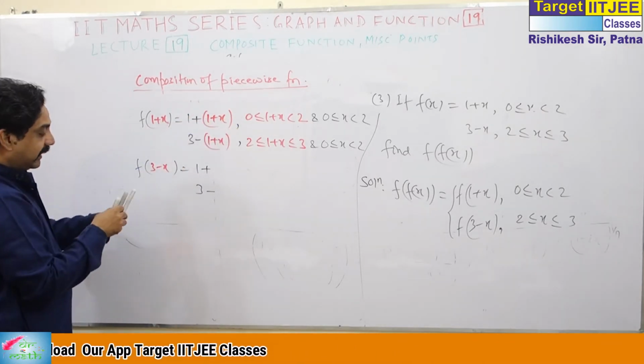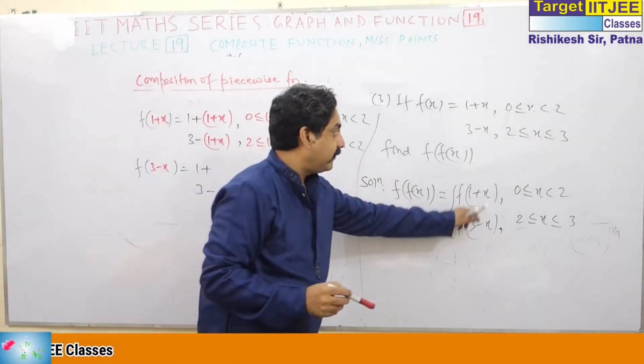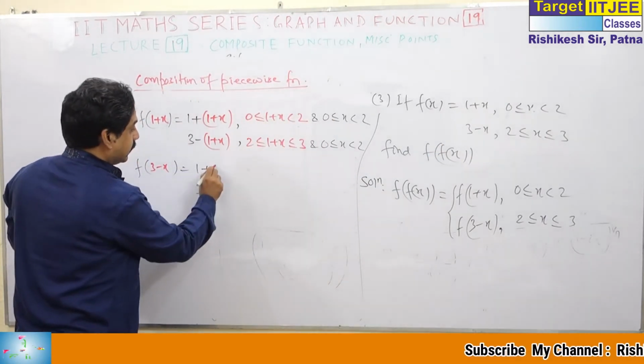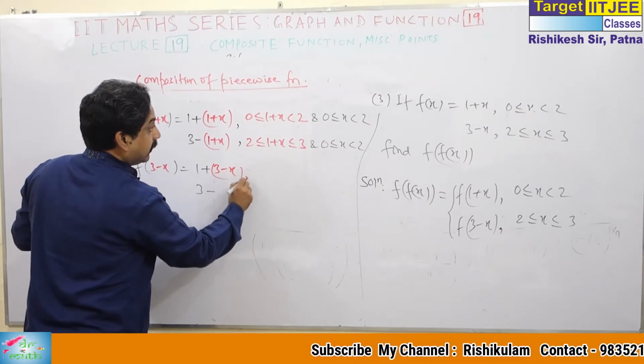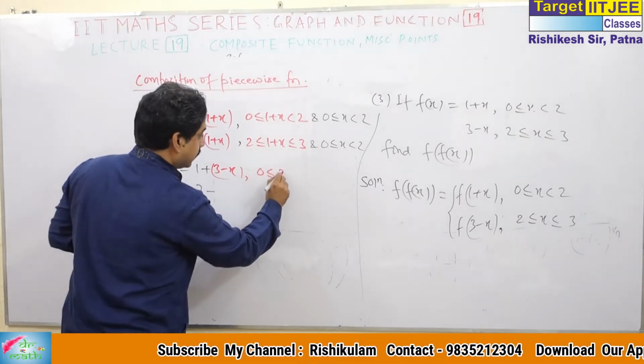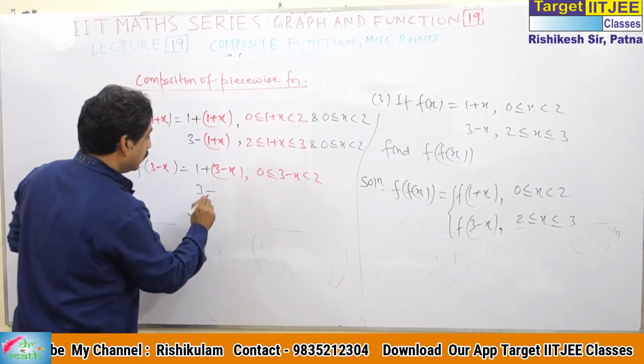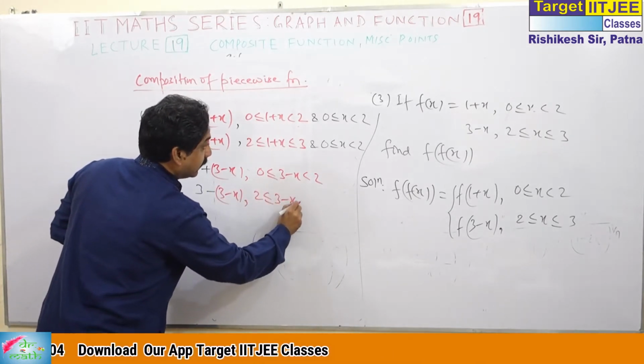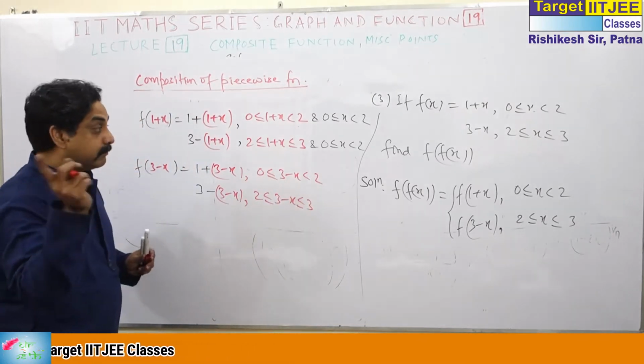Instead of x, what will I write? I will write 3 minus x. Here also 0 less than 3 minus x less than 2. Here also 2 less than 3 minus x less than or equal to 3.